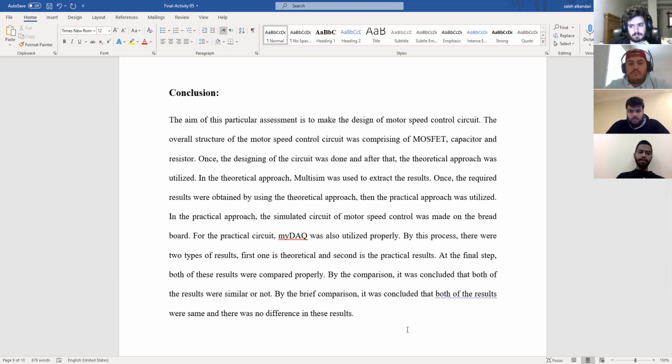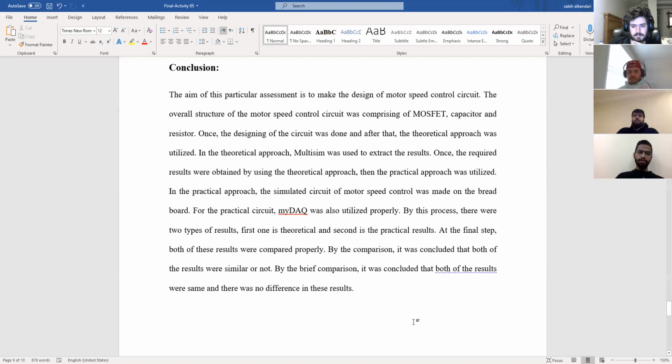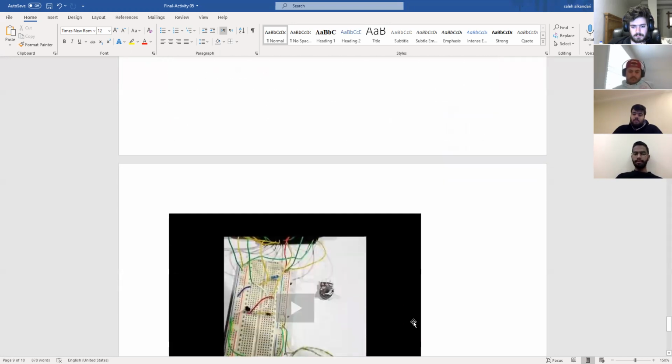Once the required results were obtained using the theoretical approach, the practical approach was utilized. In the practical approach, the simulated circuit of the motor speed control was made on the breadboard. For the practical circuit, MyDAC was also utilized properly. We have the MyDAC video at the end of this lab.